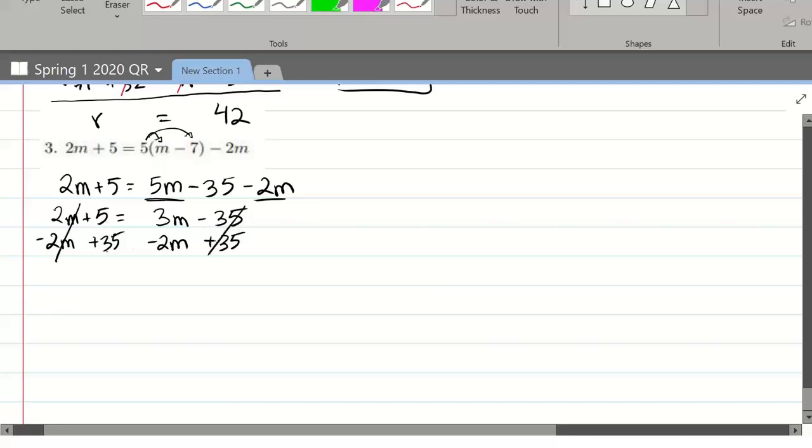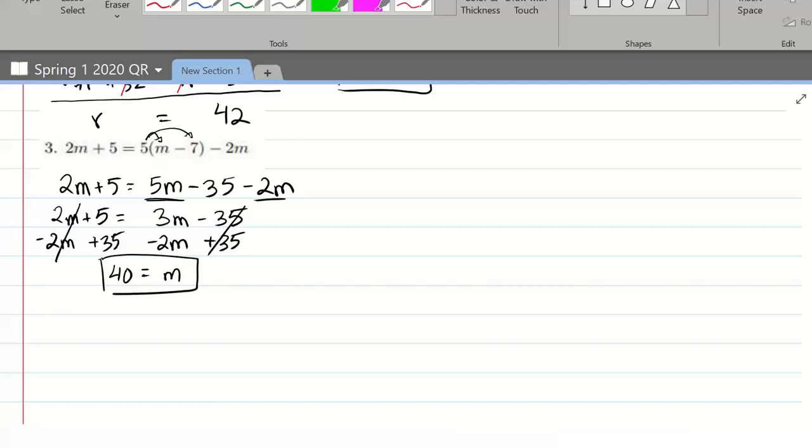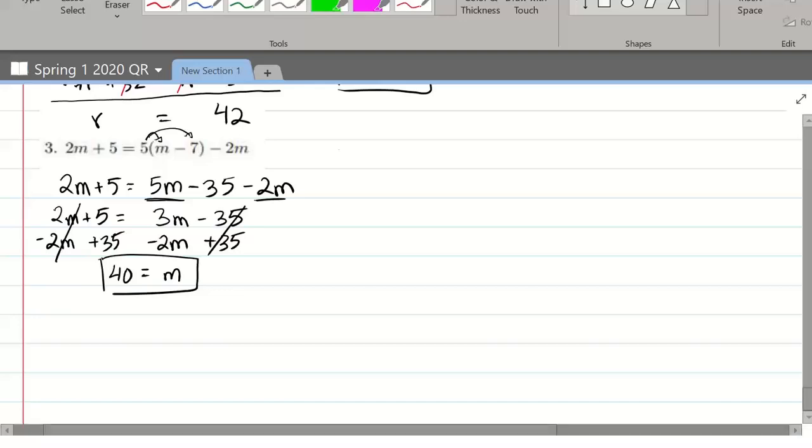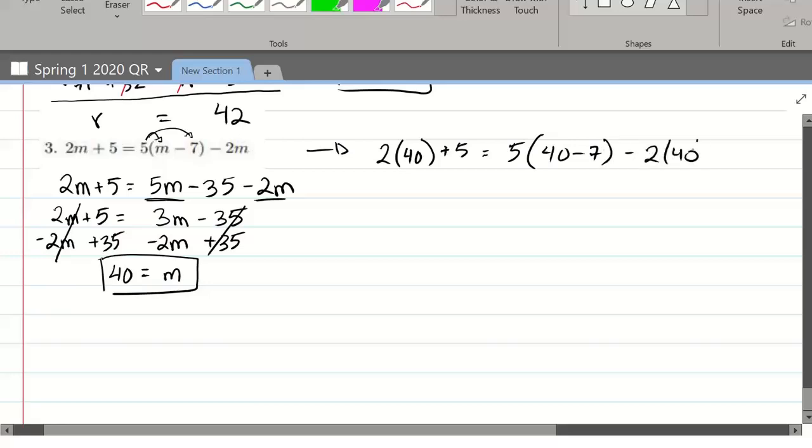We're left with 5 plus 35 is 40 equals 3 minus 2 is 1, so just m. M is equal to 40, right? And if you wanted to plug that in to your original just to see if it works, right? So I'll do that really quickly. So we got 2 times m, which is 40, plus 5 equals 5 times, again, m is 40, 40 minus 7, minus 2 times 40.